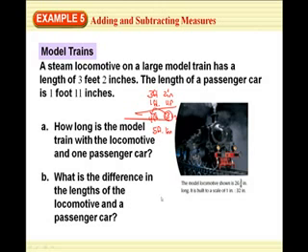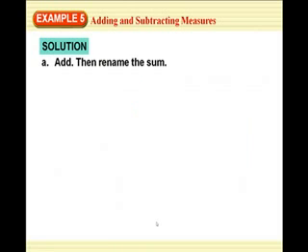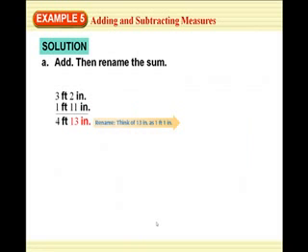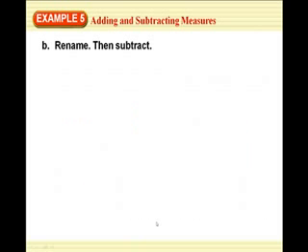Okay, the difference would be 3 feet 2 inches minus 1 foot 11 inches. Now the problem here is you can't take 11 away from 2, so you borrow from 3 feet and make it 2 feet, and we're borrowing 12 inches, so we add 12 to that. So it'll be 2 feet 3 inches. There's our first one. And then the second one, we had to rename or borrow.